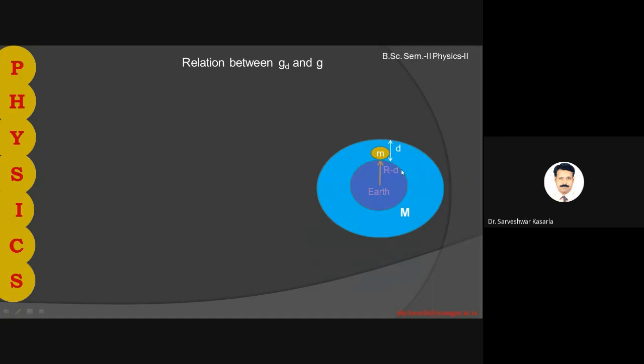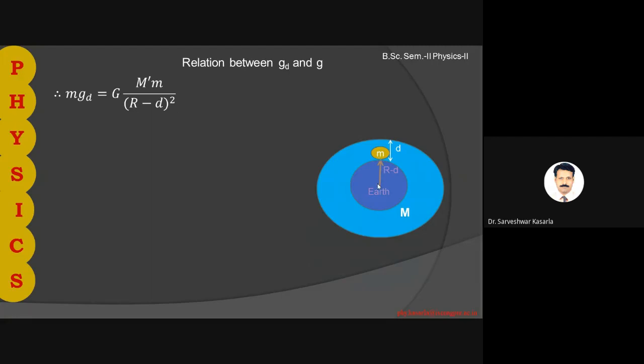So there is a force of gravity because of these two bodies, m and this part of the earth. Let us imagine that this part of the earth has mass say M dash. So m into g_d, where g_d is the acceleration due to gravity at this position at depth d, is equal to G into M dash, the mass of this part of earth, into small m upon (R minus d) whole square. R minus d is the distance between these two objects.